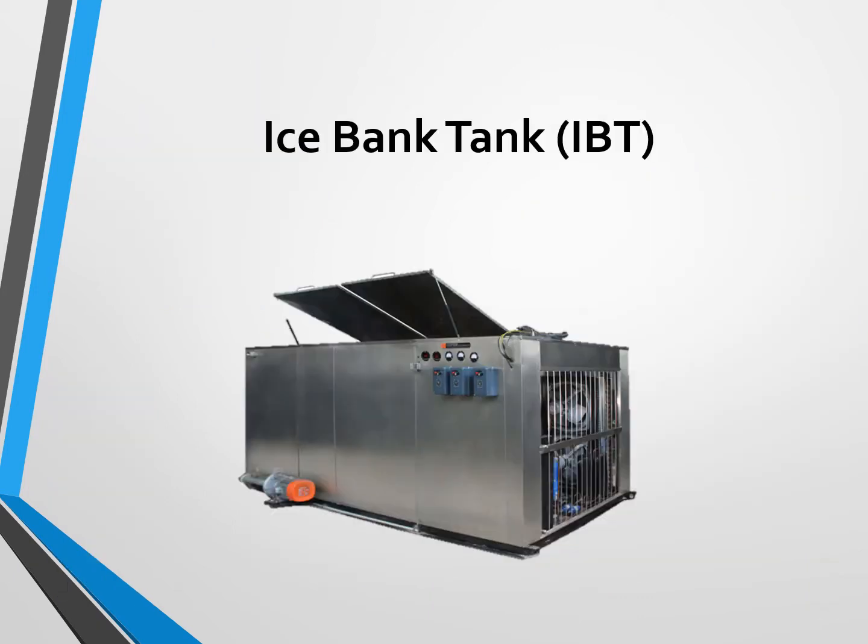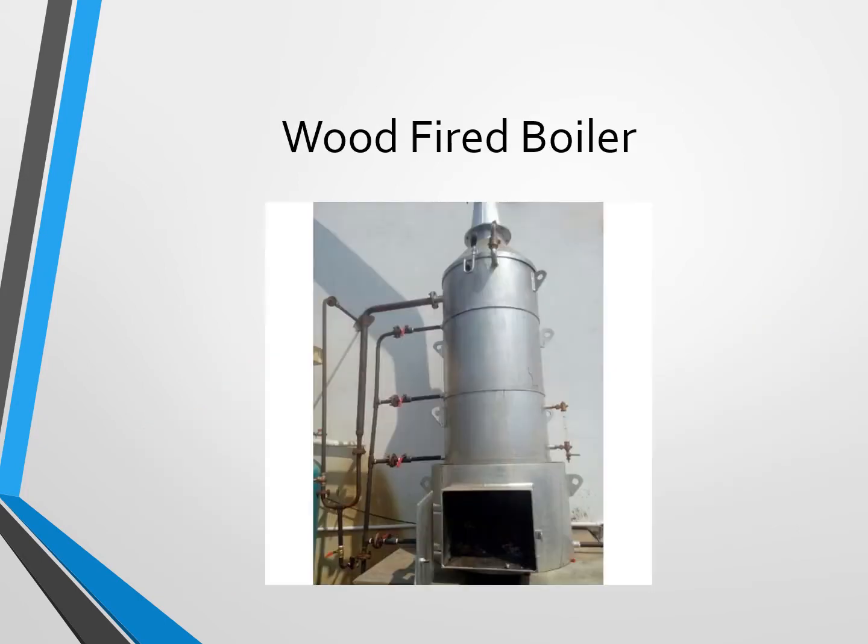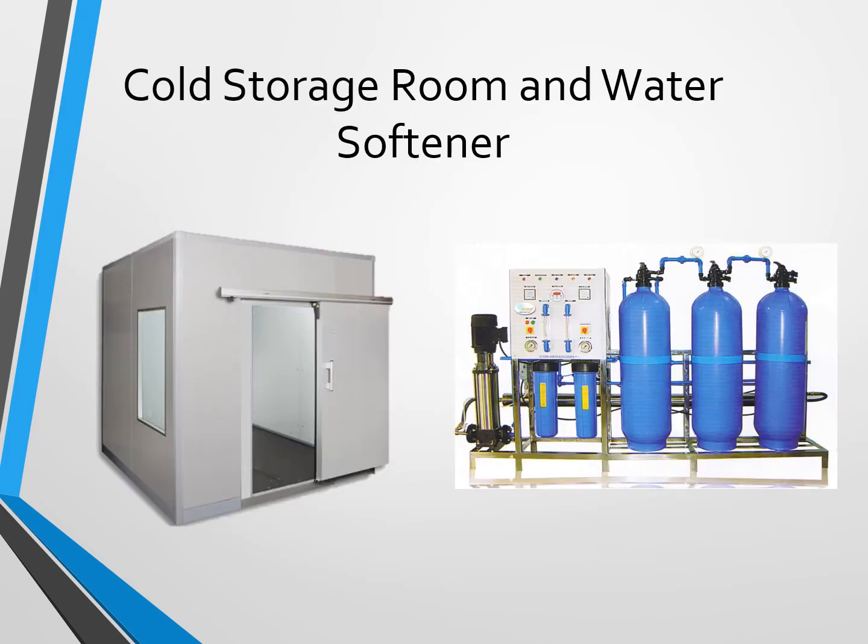Okay, this is ice bank tank for the chilling of water. Cold water is stored here. That water is again used at different locations for chilling or cooling purposes. Okay, these are the milk pumps that are of sanitary quality. These are generally centrifugal pumps. Okay, this is boiler to generate the steam. This is cold storage room and water softeners.